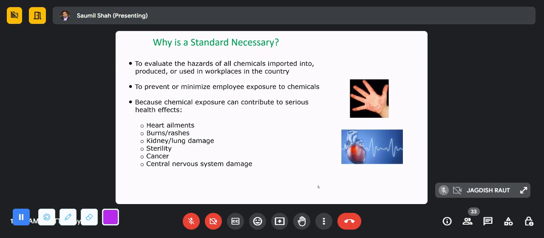If the standard is not there, then people may or may not know how to handle things in case of any emergency, and such exposure may occur and affect human health with the following symptoms. So the standard is required so that you handle that particular chemical in a proper way. A proper emergency procedure can be defined, you can evaluate that chemical, risk can be identified, and hazards can be communicated to all levels.